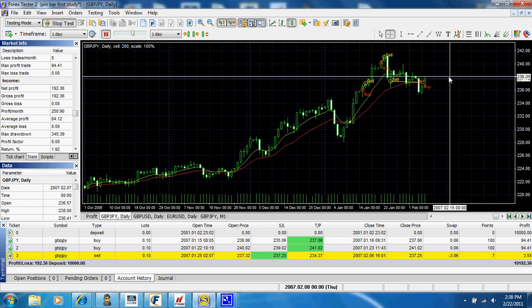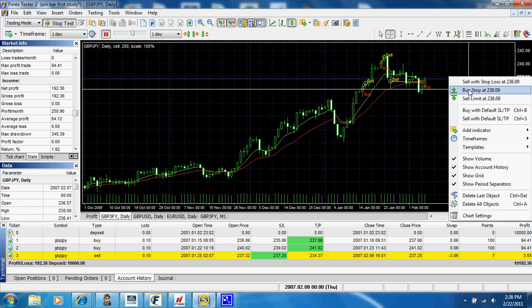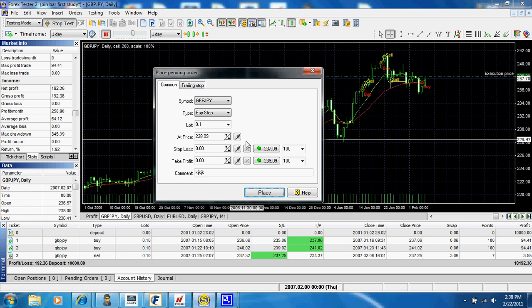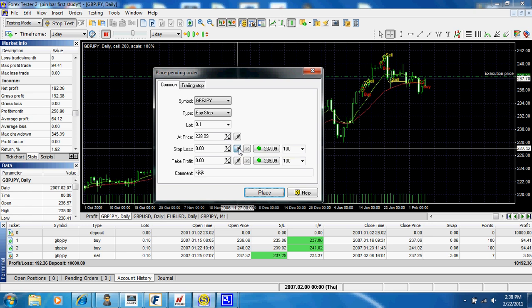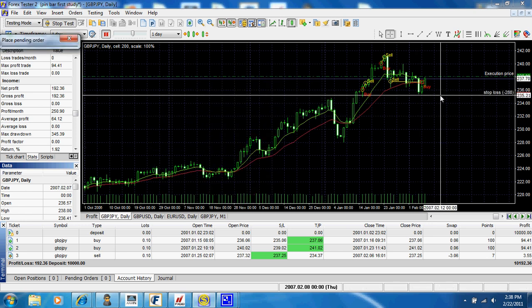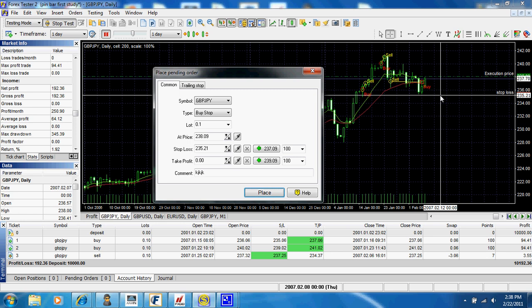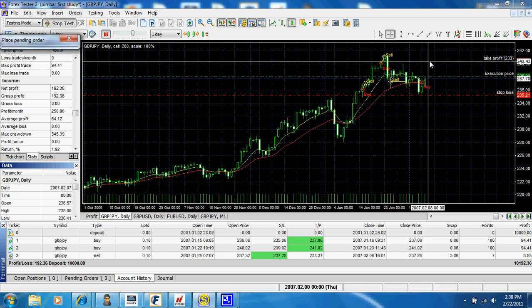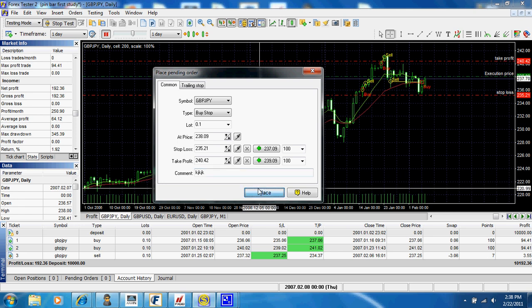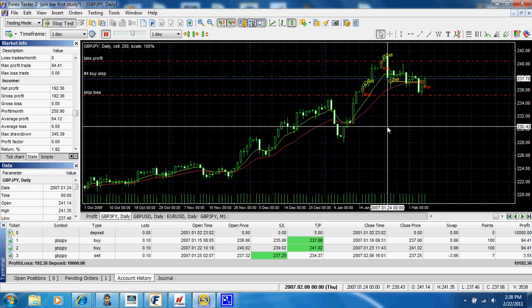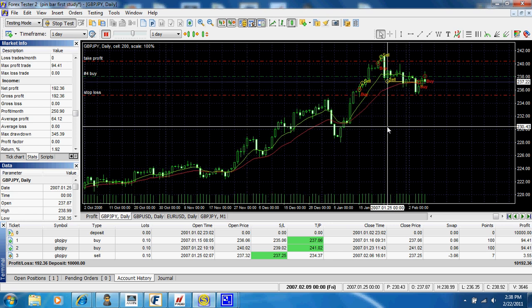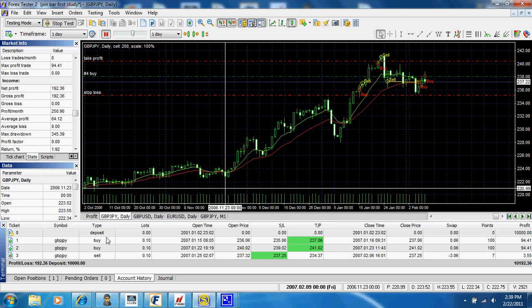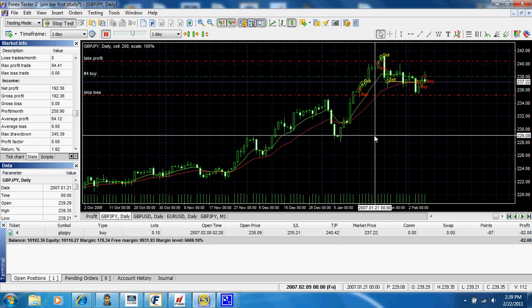Okay, let's do it this way. Let's right click. I'm going to put a buy stop here, and I'm going to put a stop loss below the second bar here, and I'm going to put a take profit about the same distance up. So we're going to do a 1-to-1 risk-reward ratio, and we'll see if this buy stop gets filled. Let's go to the next day right now. Okay, we got filled, and we are in the red, down 87 pips. Let me go to the next day.